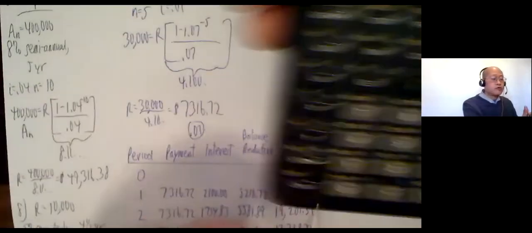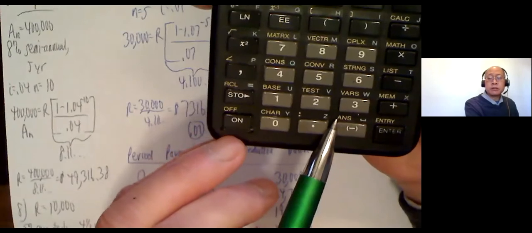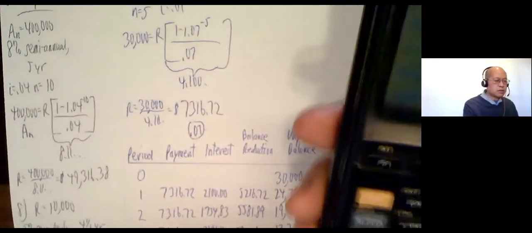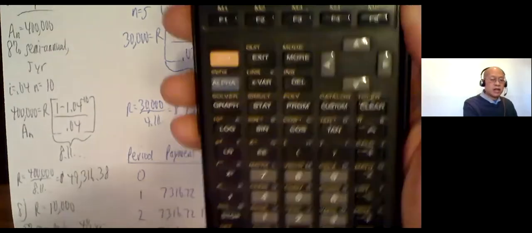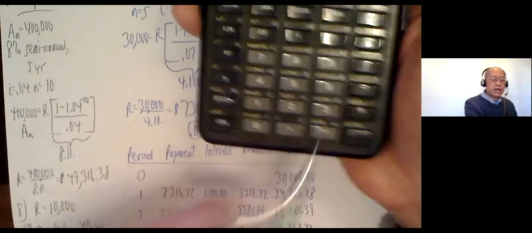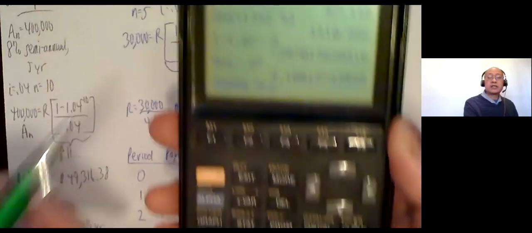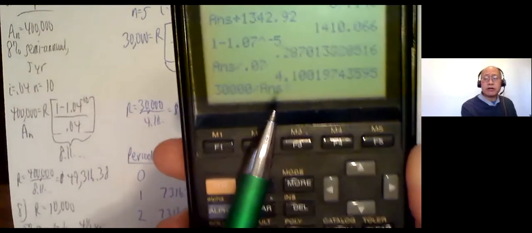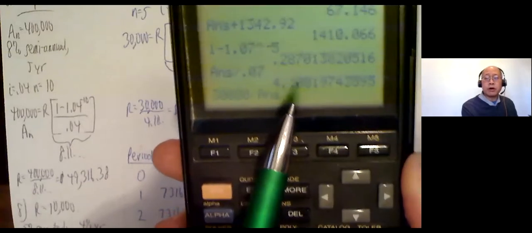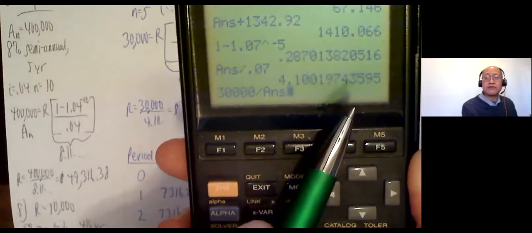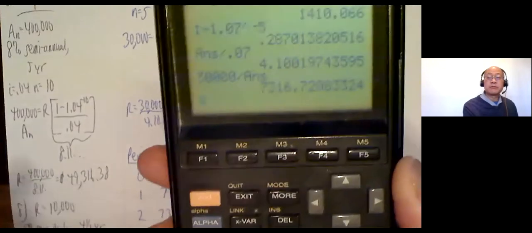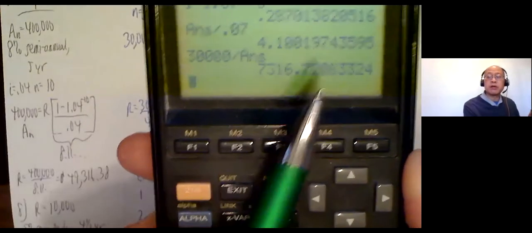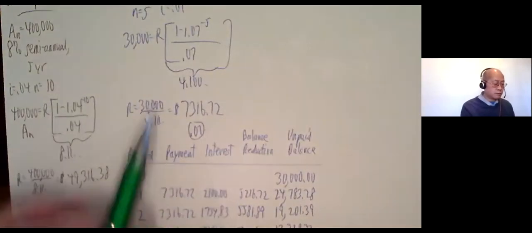Again, if you have the answer button, you just go 30,000 divided by second function answer. Second answer, there it is. When I hit answer, it's the same to the calculator as if I typed in 4.10019743595. Saves a lot of time there. So 7316.720, rounded off to 72.